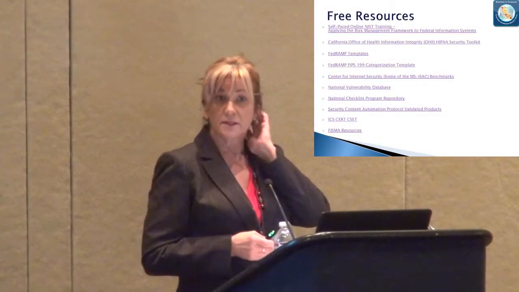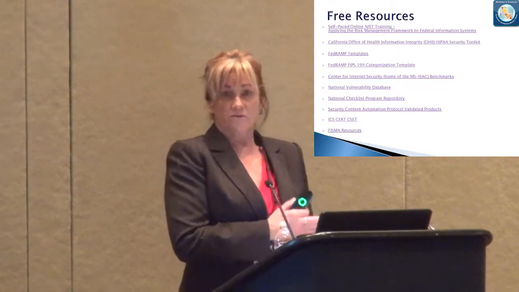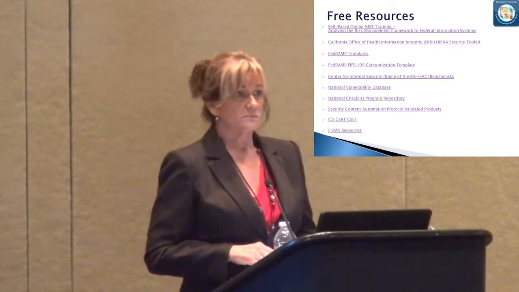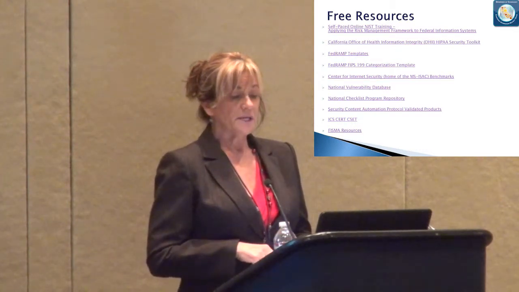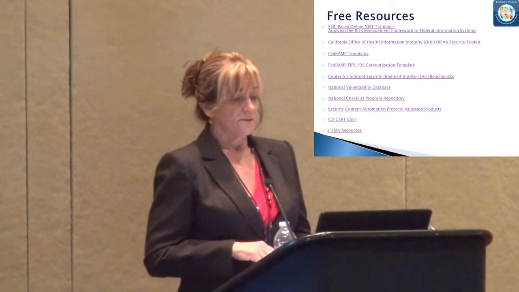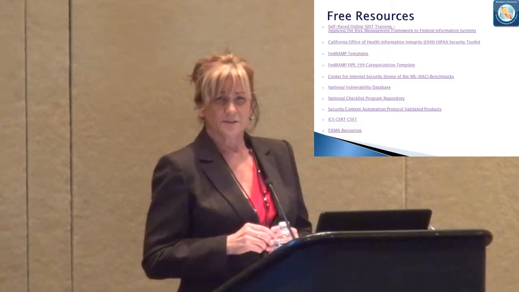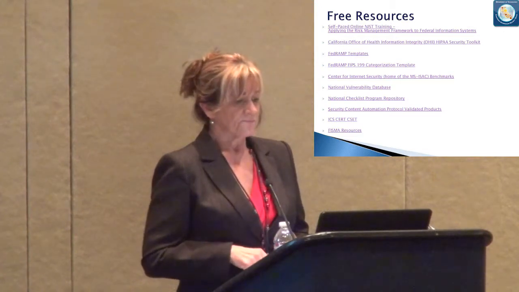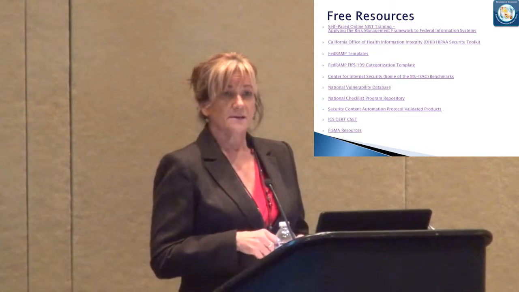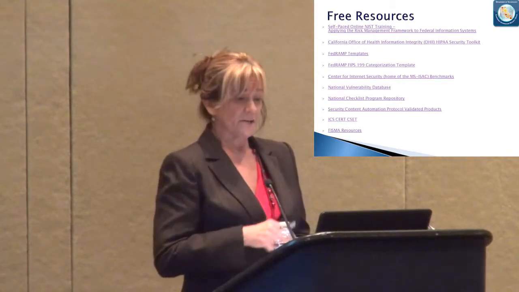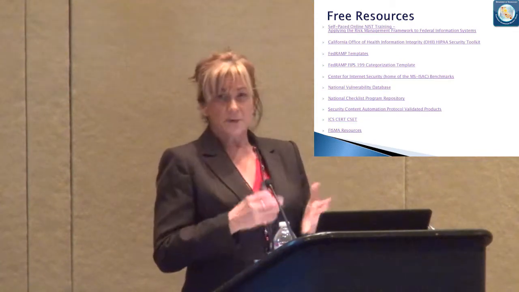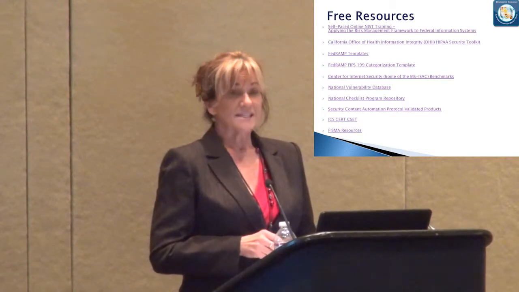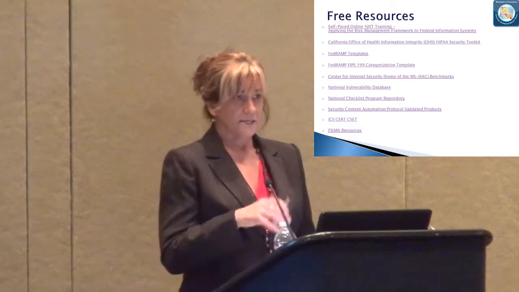The first one, second on the list, is the OHI HIPAA Security Toolkit. It's for health information, but a lot of what we do, it's exactly the same. So take a look. The FedRAMP FIPS 199 categorization template is here. The Center for Internet Security benchmarks are here. National Vulnerability Database is with all those MS-ISAC notices you get all the time. They are related to this. The National Checklist Program Repository, which is associated to the National Vulnerability Database, is linked here. And the Security Content Automation Protocol, which is called SCAP, it's here too. ICS-CERT CSET is another tool, and there are resources all linked here.